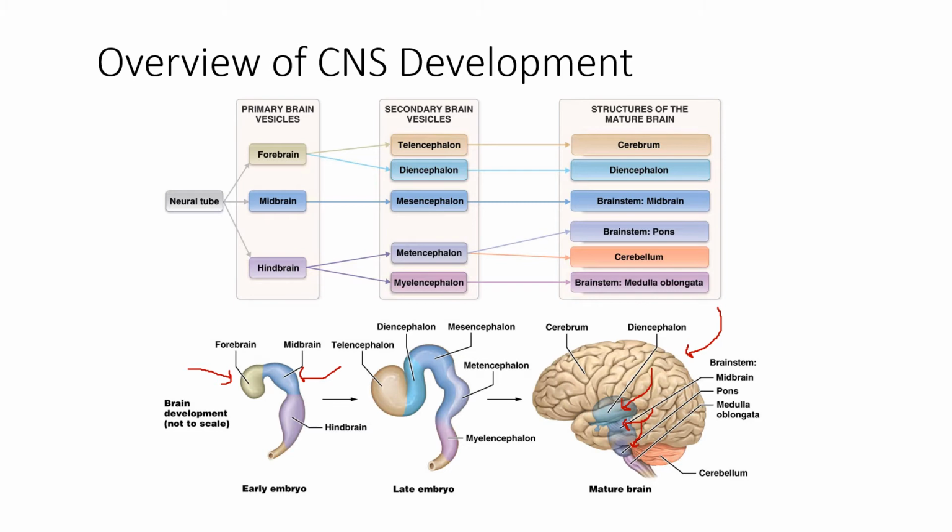Then you have the hindbrain here, and the hindbrain develops to become the remainder of the brainstem, as well as this little mass of neural tissue here called the cerebellum. And yes, of course we're going to go through the parts of the brain, and you will need to know the major parts and their functions for your next exam.